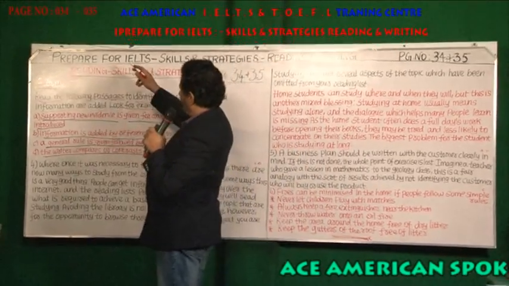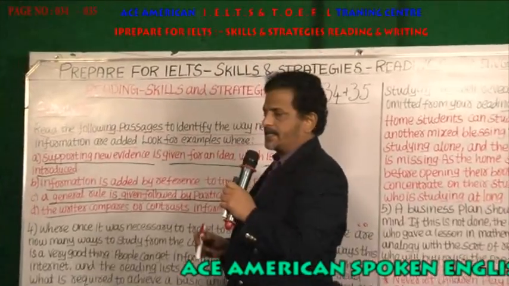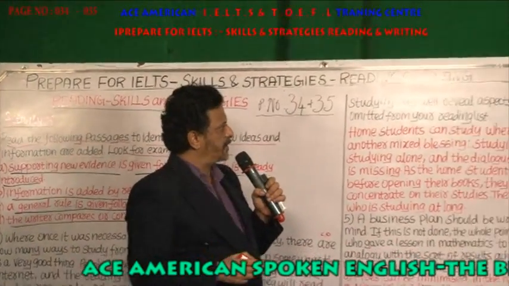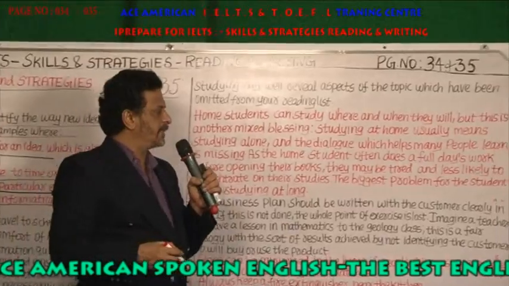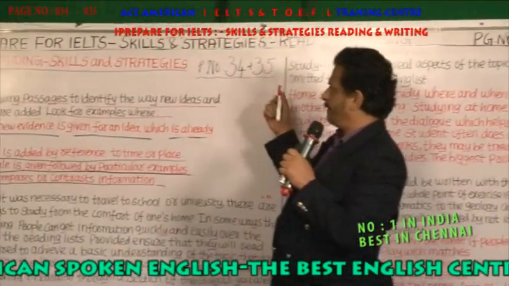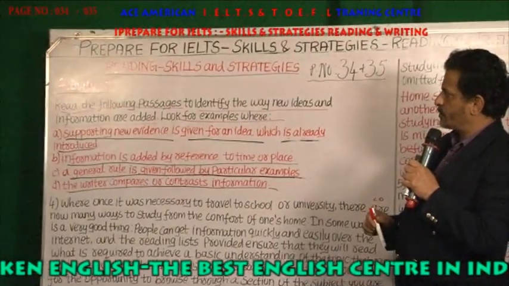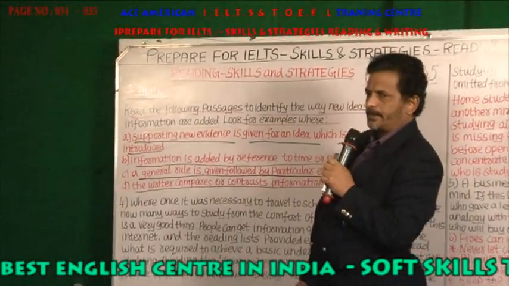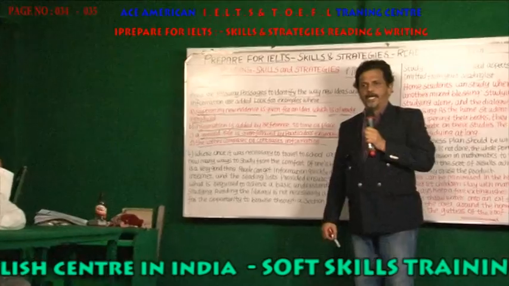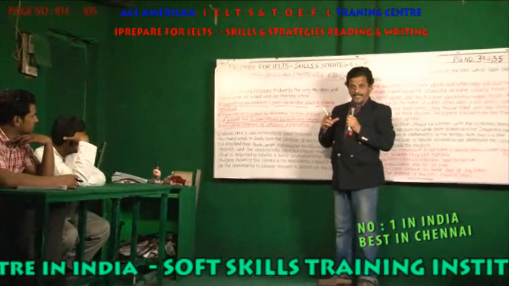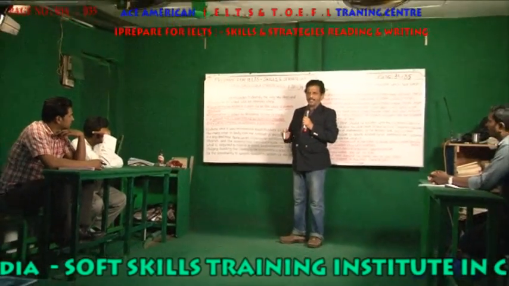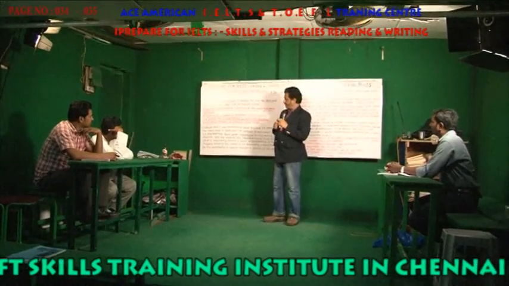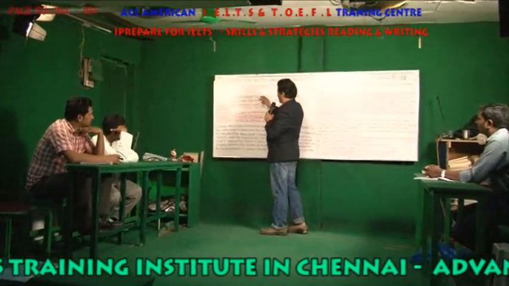Take your book, Prepare for IELTS Skills and Strategies. It's reading and writing, on page number 34, 35. Page number 34, 35, Reading Skills and Strategy. We have come here to Activity 9. So, essay reading and finding out the techniques to understand better what is given, what are the informations given. So read the following passages.